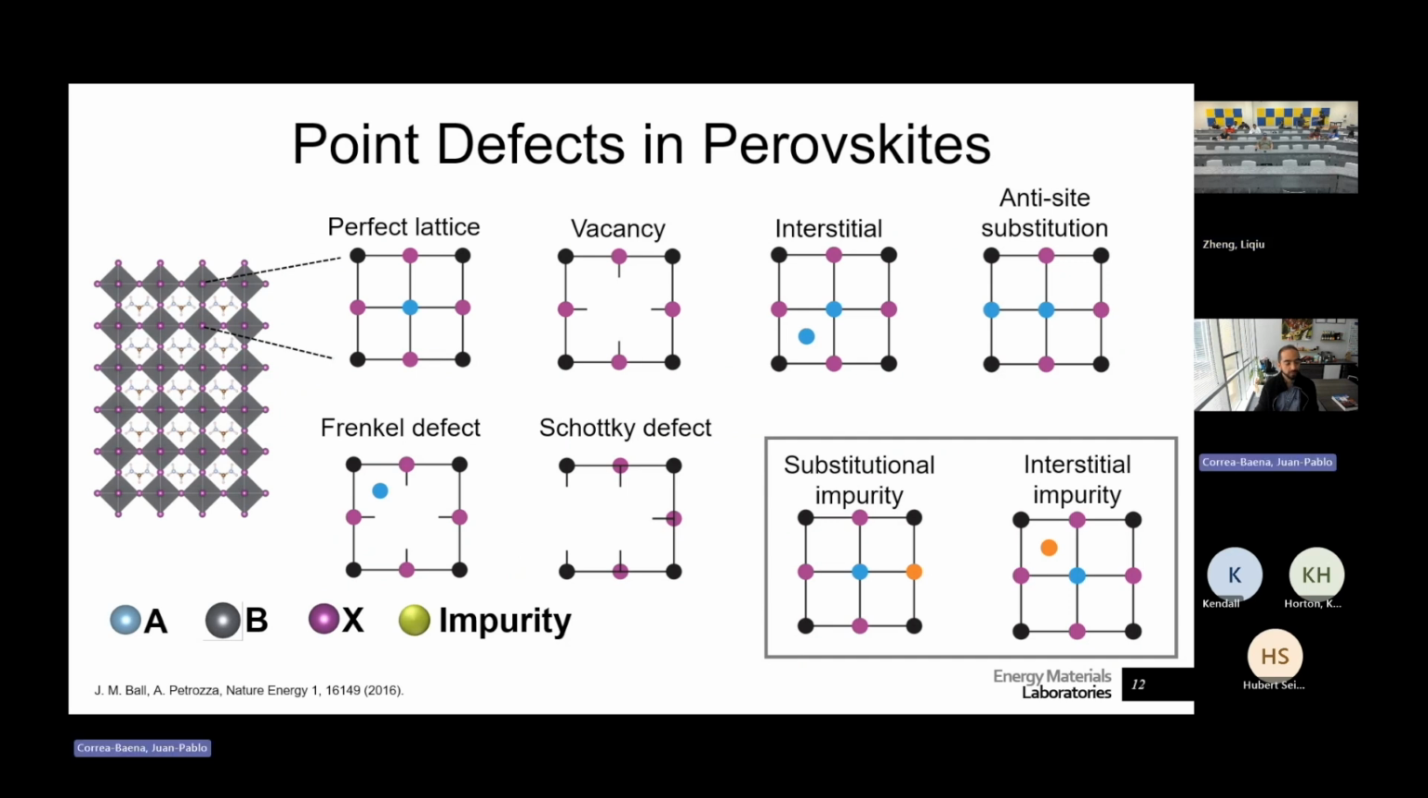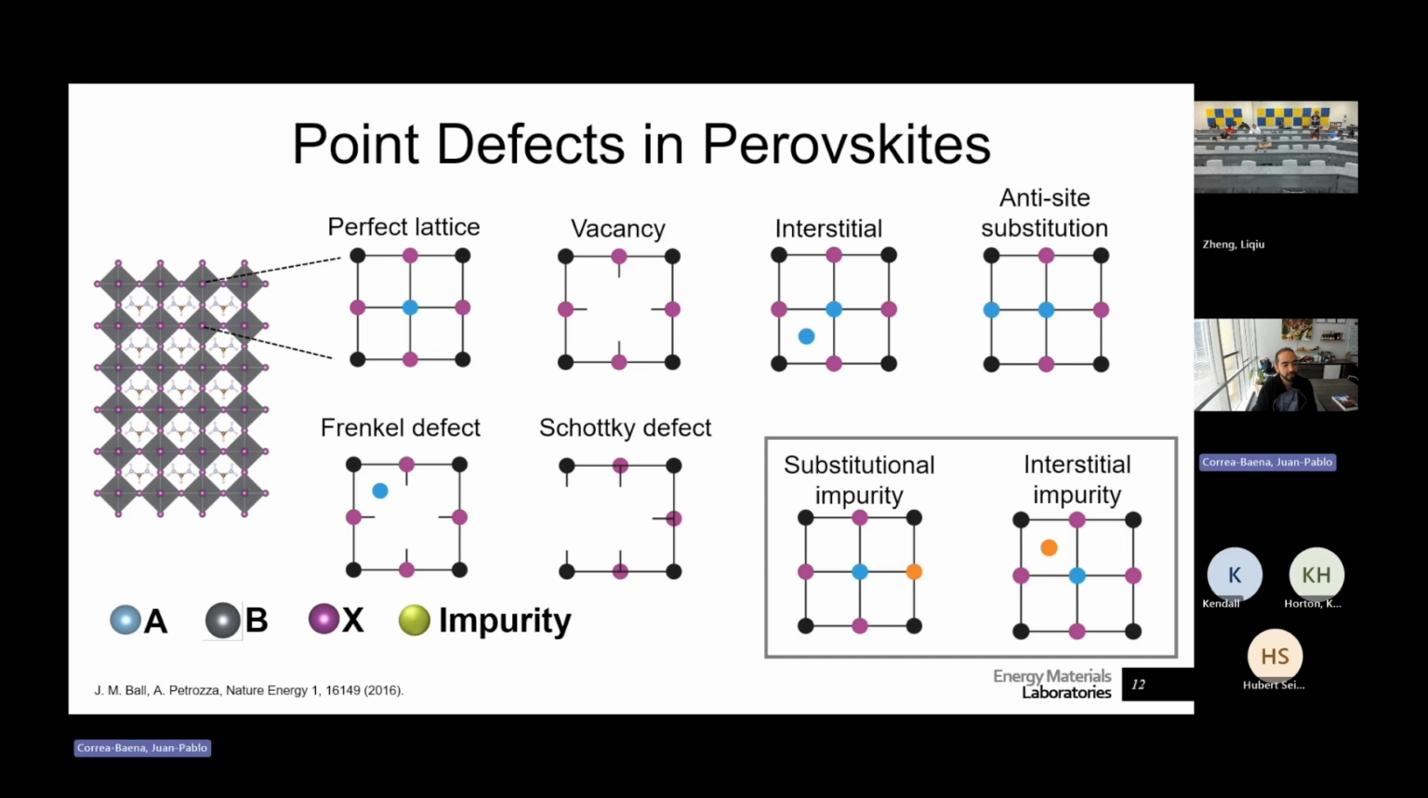I'm not sure if you know what point defects are, but that's a very materials science term. Basically, you have a lattice of atoms, and this is the perfect one, right? So we have the organic sitting in the middle. We have the halide, the iodine, for example. Remember how we have corner sharing everywhere? And here we have the lead.